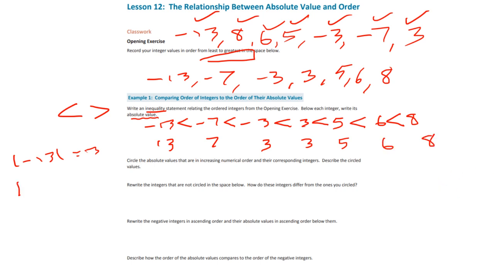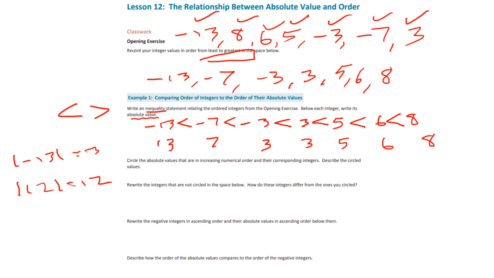Remember, we have an absolute value of a positive number like 12, right? It's just that number. So it's just the magnitude or the distance away from 0. It doesn't tell you whether it's positive or negative. Below that it says circle the absolute values that are increasing in numerical order and their corresponding integers.